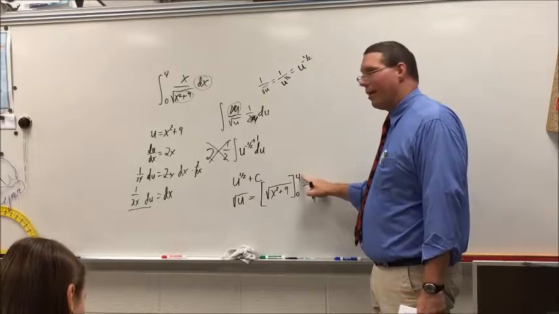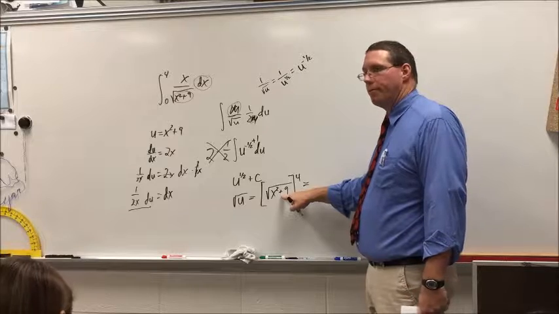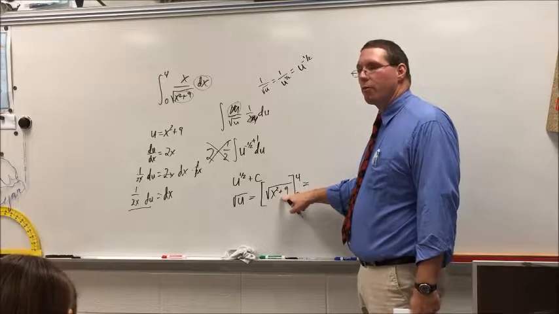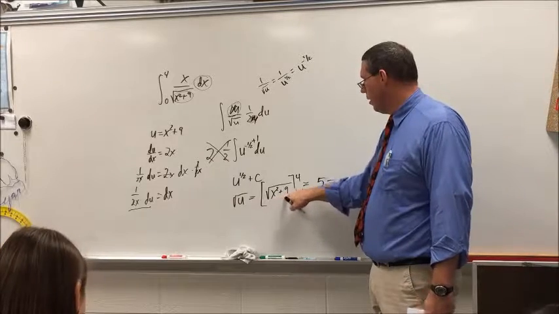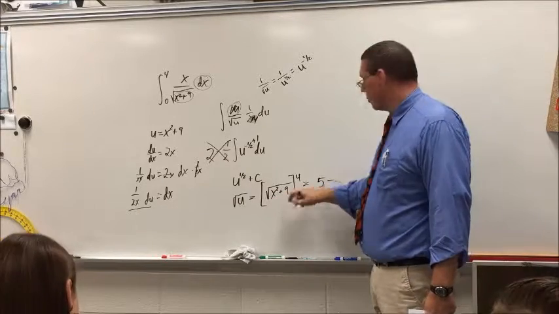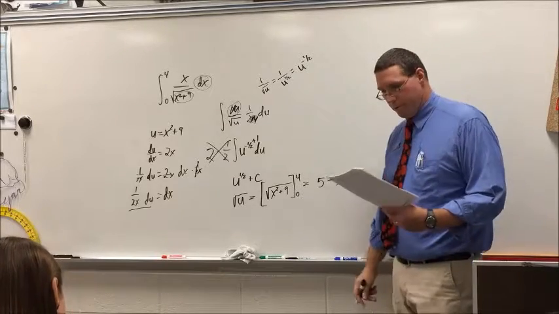When I plug a 4 in, I get 16 plus 9, so I get the square root of 25, which is 5. Minus, plug a 0 in, the square root of 9, which is 3. And what's 5 minus 3? 2. There we go, which is option 2.